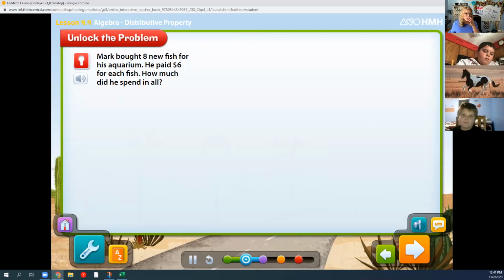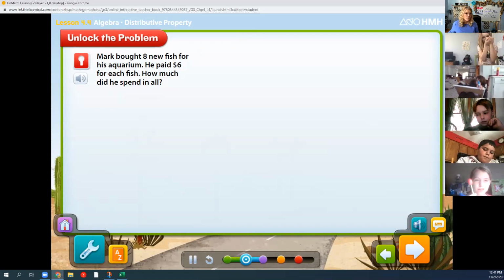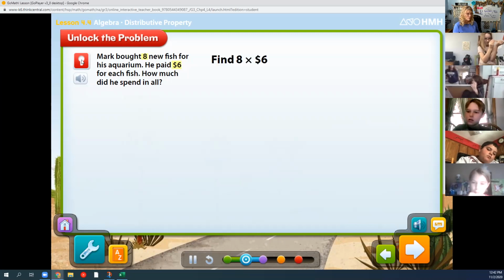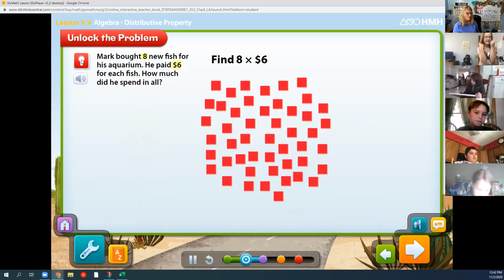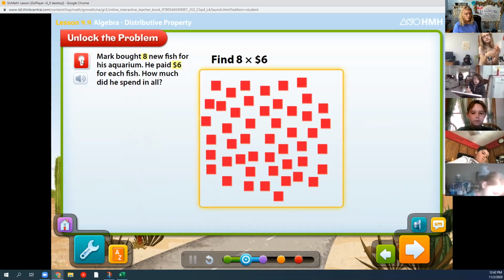He paid $6 for each fish. How much did he spend in all? Okay, let's unlock the problem. Describe the groups in this problem. There are 8 groups of $6. To find the total amount spent, you need to multiply the cost of each fish by the number of fish. So you need to find 8 times $6. Use square tiles to solve the multiplication problem. Make an array with tiles to show 8 rows of 6.